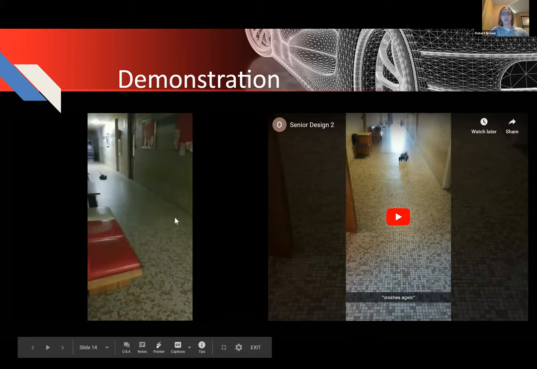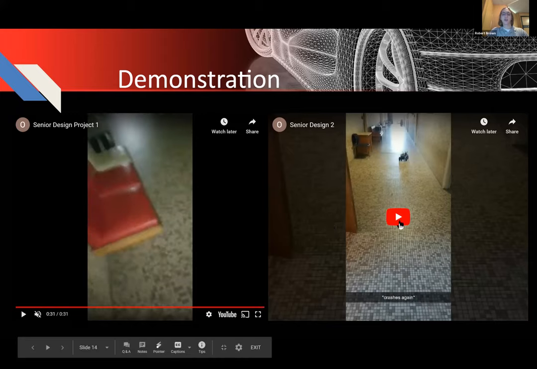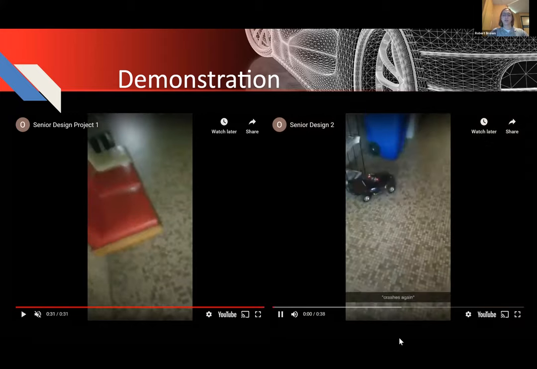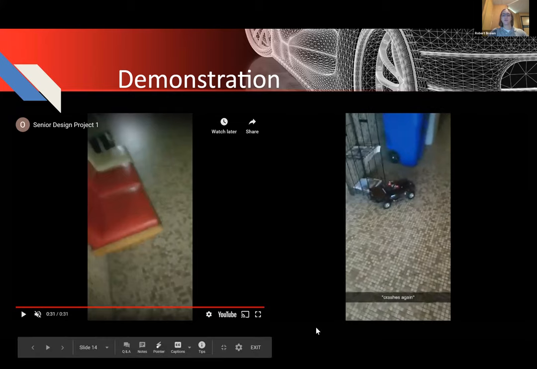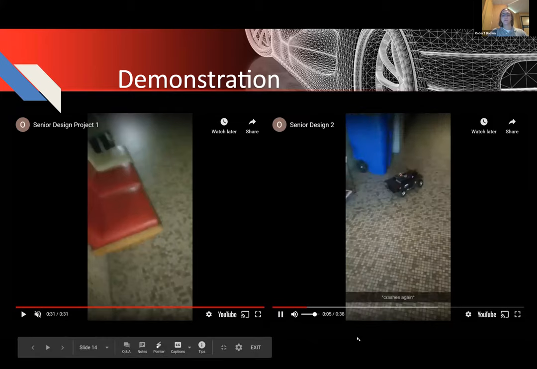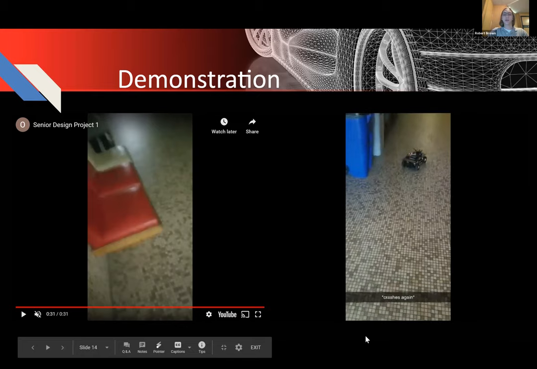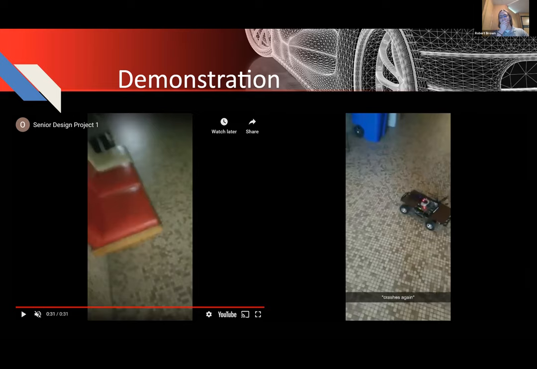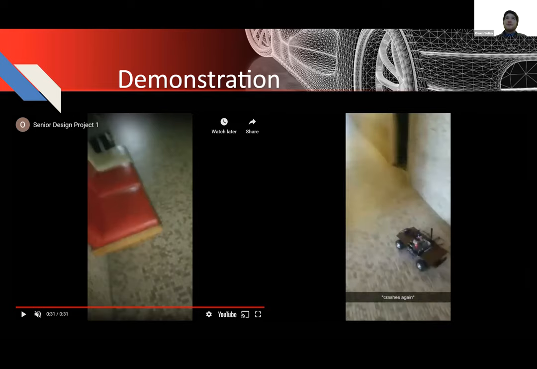Currently both these videos are showing the car being manually controlled with a Bluetooth controller. As he said, we weren't able to fully work on autonomous driving with the rest of the train.